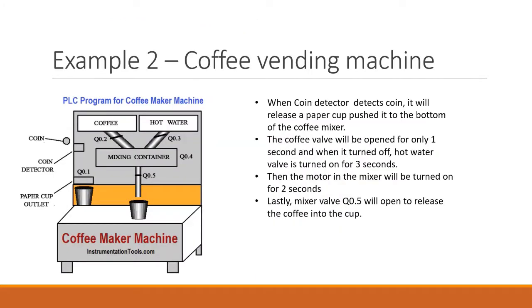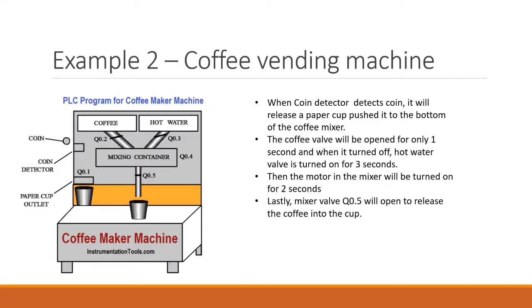Right now, example number 2, the coffee vending machine. So let's look at the description. You have a coin slot over here. When you put a coin inside the coin slot, the coin detector will be turned on. Alright. So when the coin detector detects the coin, the Q01 here, the paper cup outlet, will have a pusher that will push the cup from this location to this location.